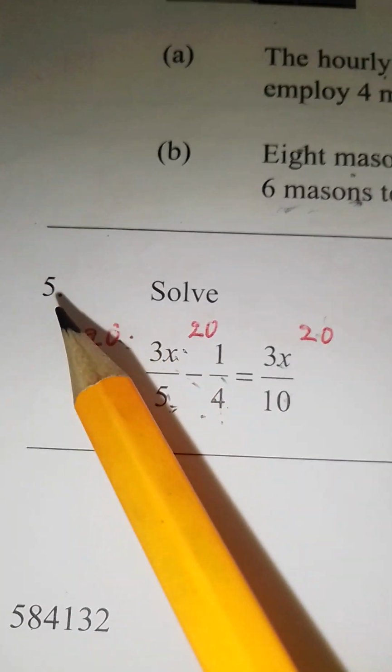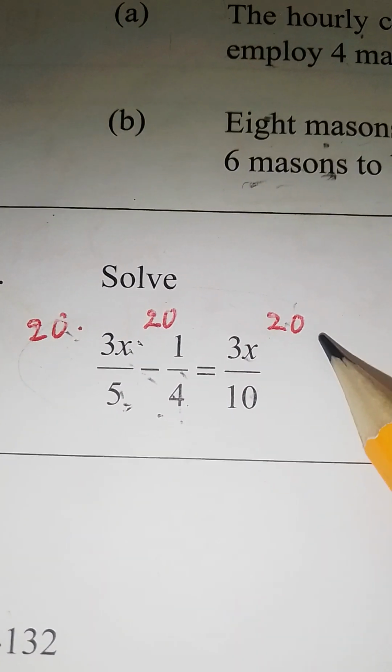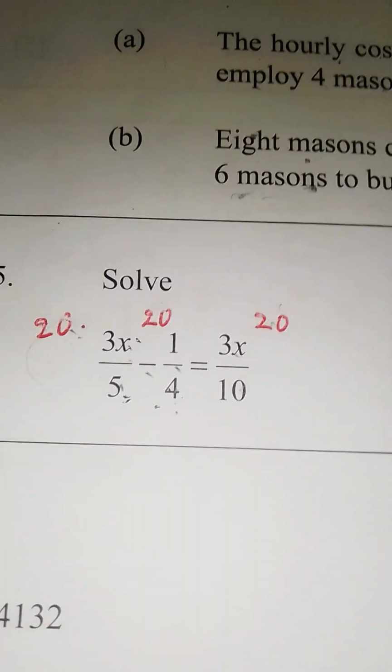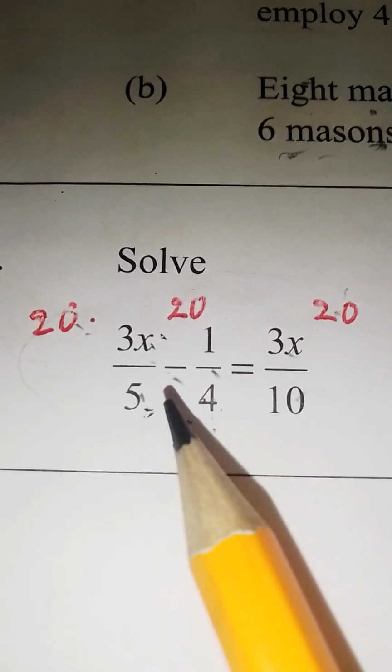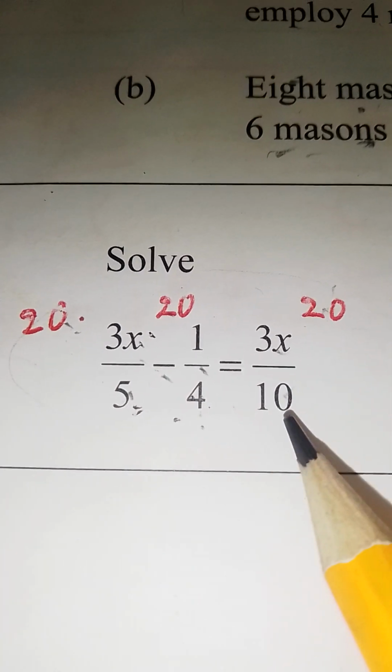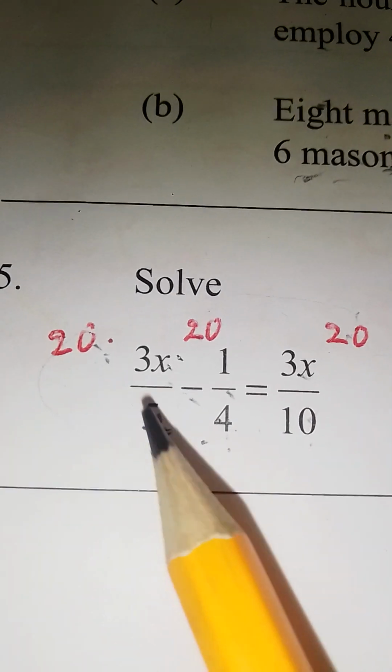Next one, we got to find number 5. I have this algebraic equation in fraction form. I got to find the LCD. The smallest number 5, 4, and 10 can go into is 20. So I multiply through by 20. 5 into itself goes once. 5 into 20 goes 4 times.